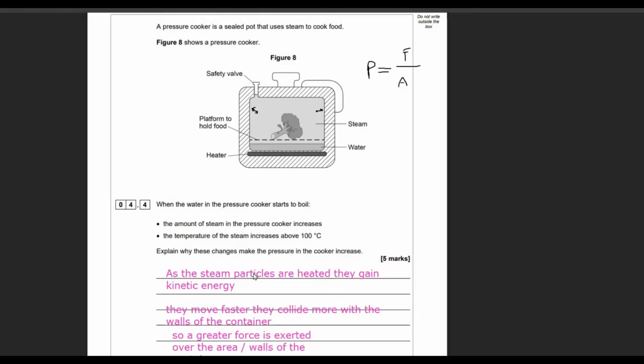The steam particles gain heat, they gain kinetic energy, they move faster. Moving faster means more collisions, so they collide more with the walls of the container, where a greater force is exerted over the walls of the container. And you can see pressure equals force over area. So greater force over area means the pressure increases. I might just want to finish that off by saying bigger force over area equals more pressure.